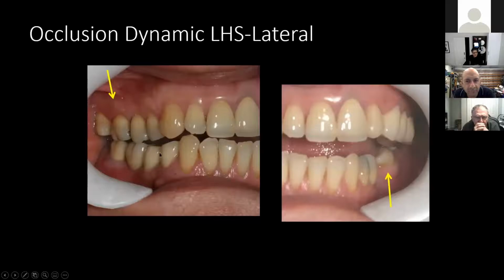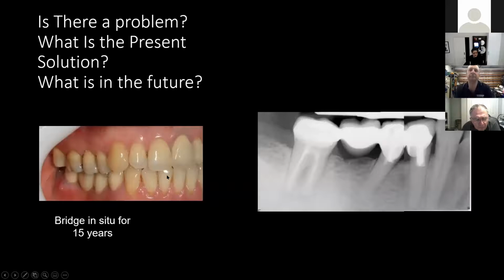Look at dynamic occlusion. This bridge is loading. Something happened over a period of time. The patient has hardly any anterior guidance. It's loading on the left side. The patient is rocking left, right, left, left. Of course, with the crown, that's not going to wear. There's no wear of natural tooth structure. Things will give, especially if you have a root-treated abutment tooth. Okay, it's been 15 years.